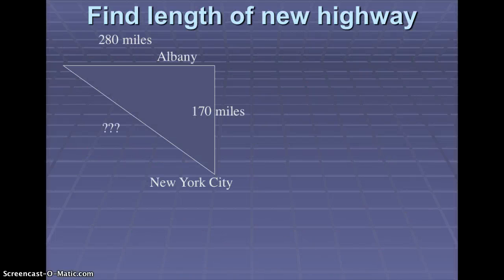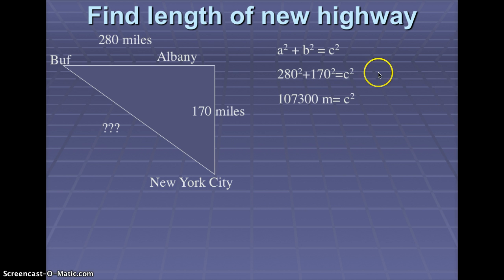So the very first thing we need to do is draw a picture, so that way we can find the length of the new highway. The new highway we have in question marks here, okay? So we're going to start by setting up our formula, a squared plus b squared equals c squared, substituting the information in till we get that c is the square root of 107,300. So c is about 328 miles.